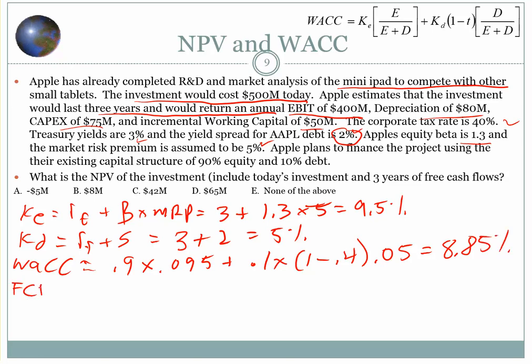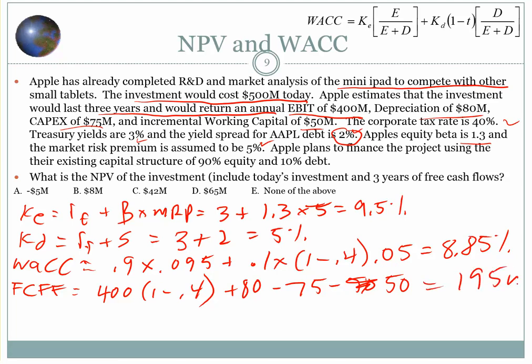My free cash flows to the firm are going to be my earnings before interest and tax of $400 million. 1 minus the tax rate will give me my earnings after tax. And then I'm going to add back depreciation and subtract CapEx and working capital. That gives me $195 million per year.